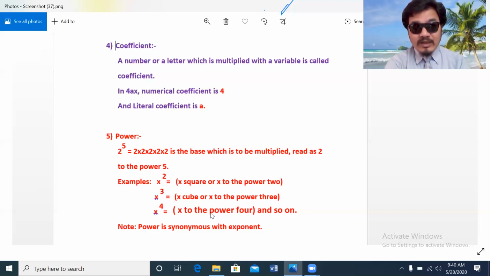Please note that here it is written that power is synonymous with exponent. Somewhere you will find exponent in place of power. Exponent also means power. Don't forget that. Somewhere exponent will be written, and please don't be confused, exponent also means power. Power and exponent are synonyms of each other. Now let's move to the next point.